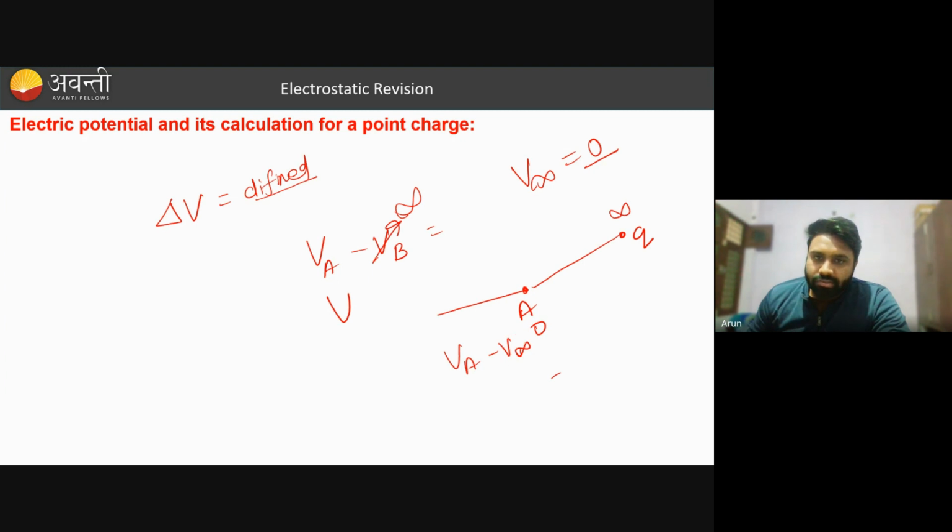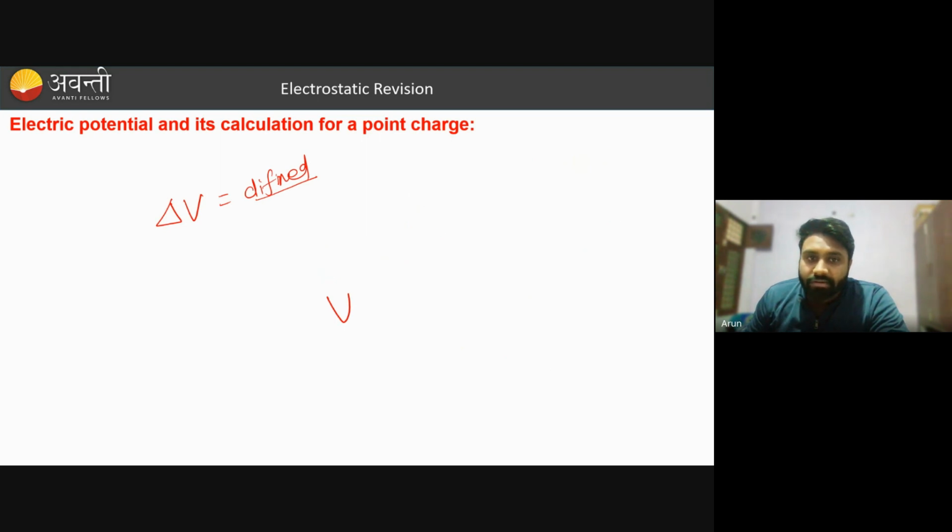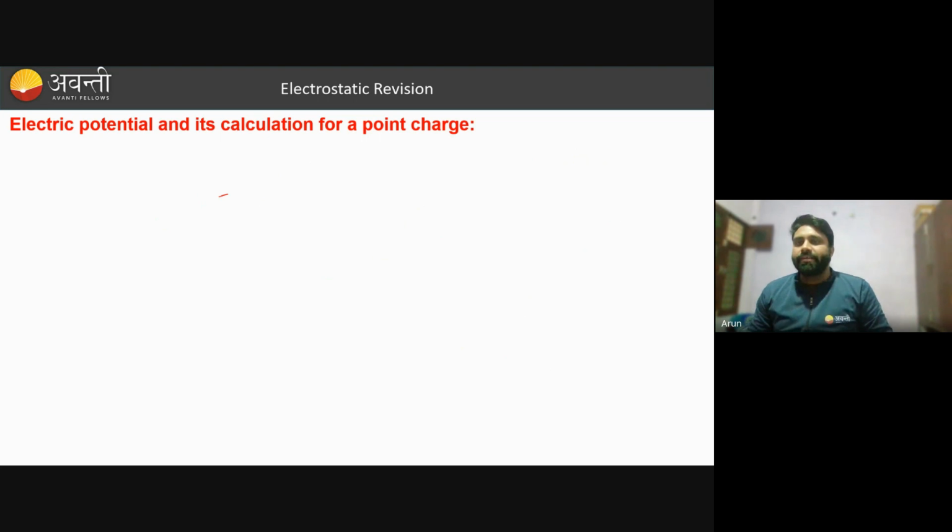Okay. So try to remember this concept. The exact potential is not defined, only the potential difference is defined. And for our reference, we will take the potential at infinity to be 0. Okay. Now, what is the electric potential then? The electric potential is nothing but the work done that you did to bring that point mass.